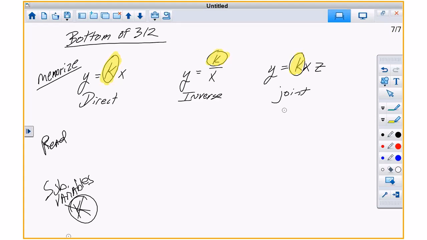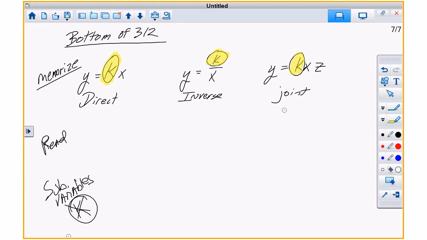It's actually a lowercase k. All right? It does not change. So you can change y into q, and you can change x into w, but you can't change k because k stands for constant. It stays the same. It is the multiplier. It is the fudge factor that makes the formula work.